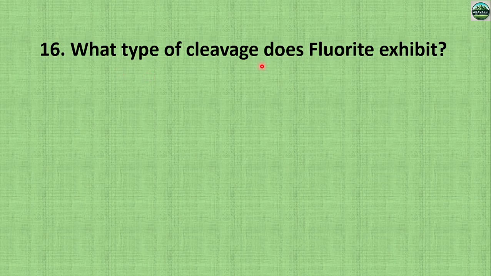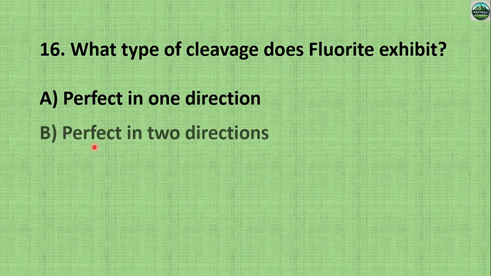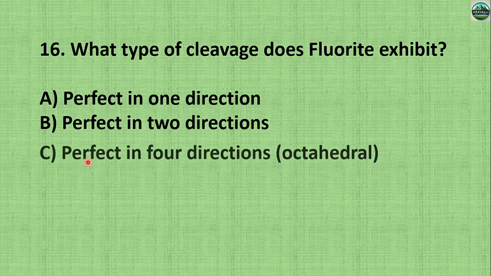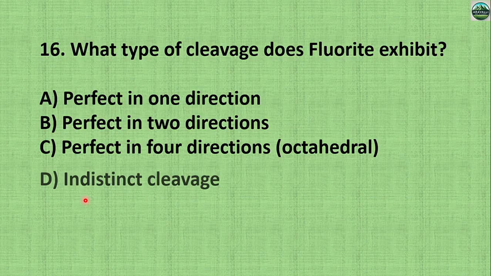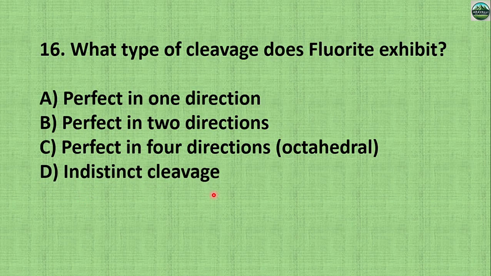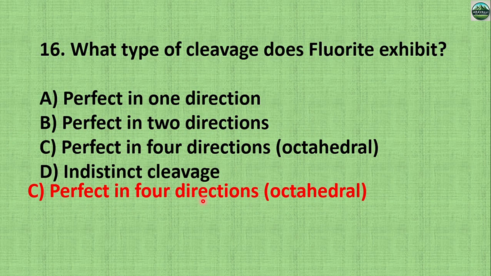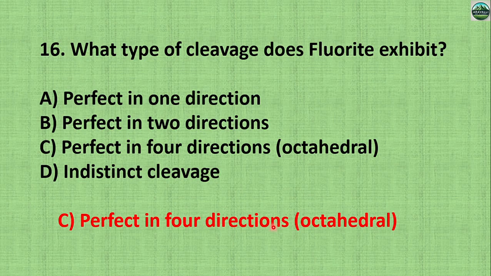What type of cleavage does fluorite exhibit? Perfect in one direction, perfect in two directions, perfect in four directions, or octahedral, or indistinct cleavage. Which one is the correct answer? Correct answer is perfect in four directions, or this cleavage is known as octahedral. An example of this type of cleavage is the mineral fluorite.